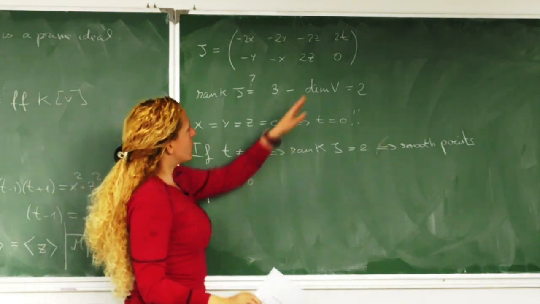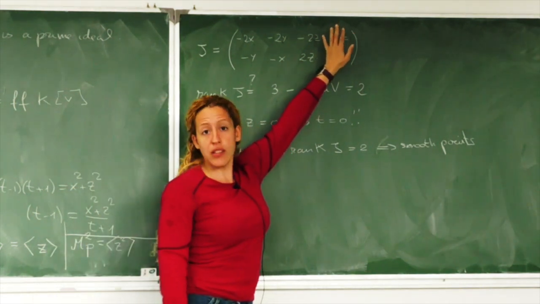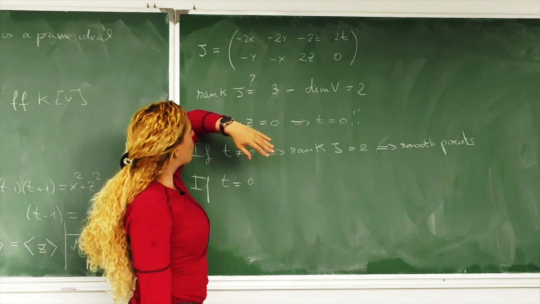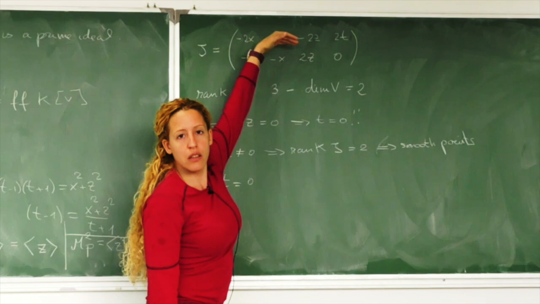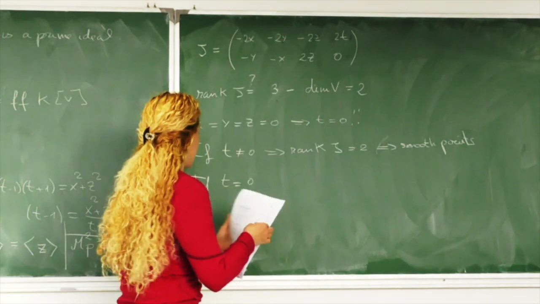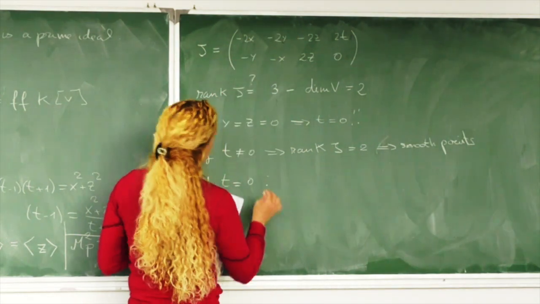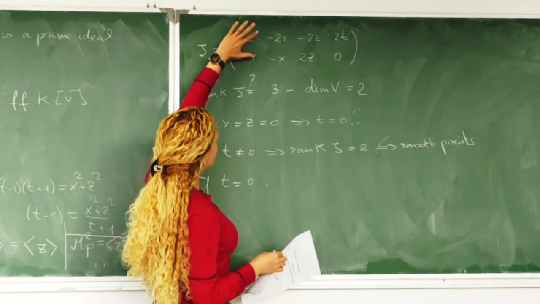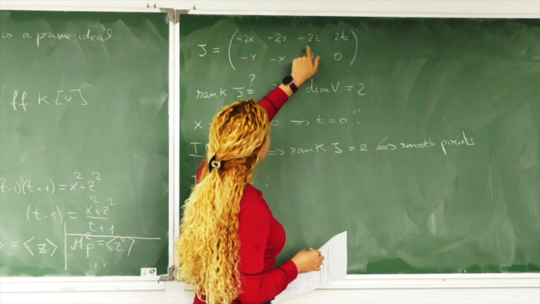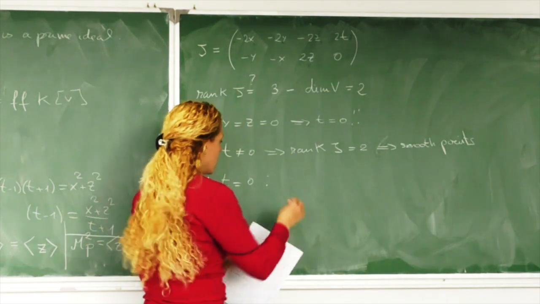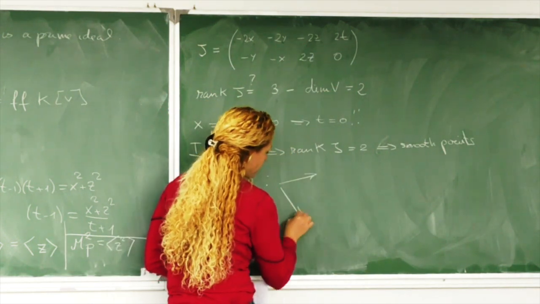Okay, so if t is equal to 0, and we still want to have rank equal to 2, what we need is that this thing is not a multiple of this thing, right? But if t equal to 0, then we need that those vectors are parallel ones, right? But here we have 2 times z and minus 2 times z. So there are two options.